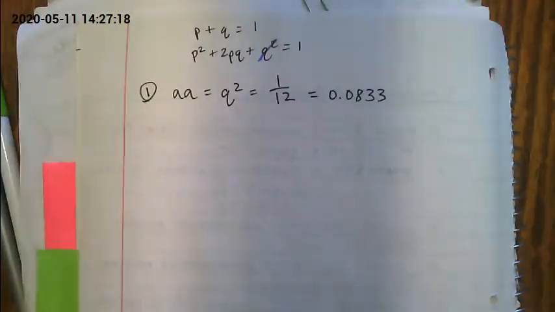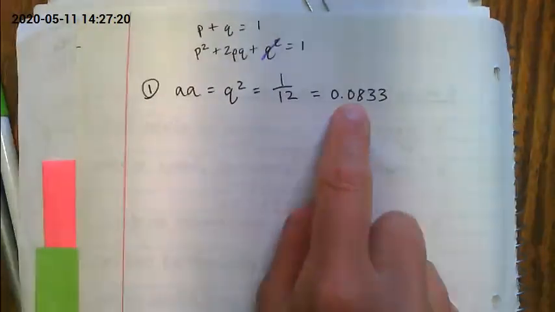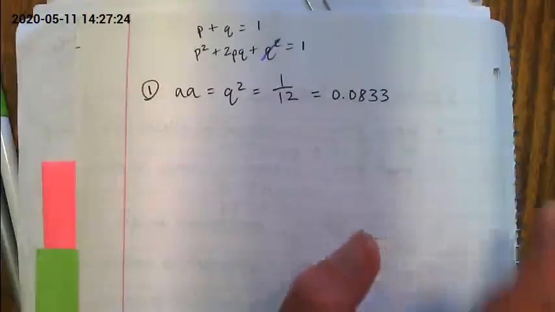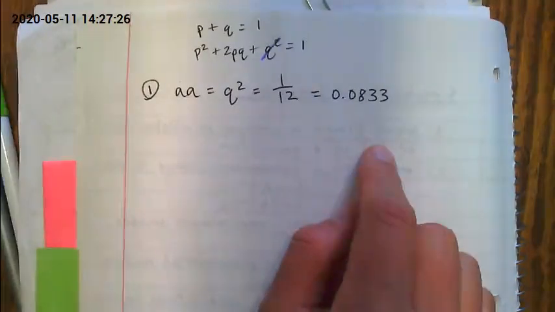It doesn't matter. Just be consistent. If you're going to use 4 decimal places, do 4 decimal places. If you do 2, use 2. It really doesn't matter.